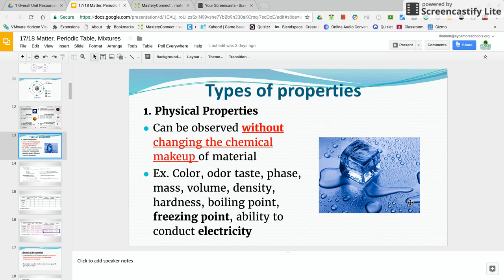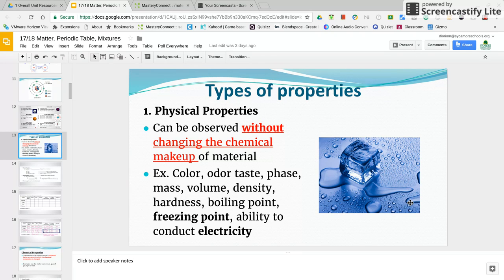Hello, everyone. I wanted to talk about the very first learning target of this unit. In this unit, we talked about properties of matter. There were two types of properties that we used to classify matter. The first one was physical properties, and I'm going to use the unit slides that we have on your Blackboard account to go over some of the things that we talked about with properties of matter.